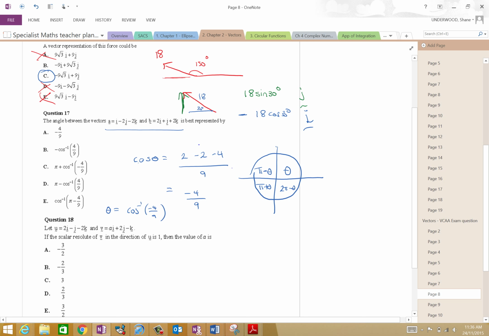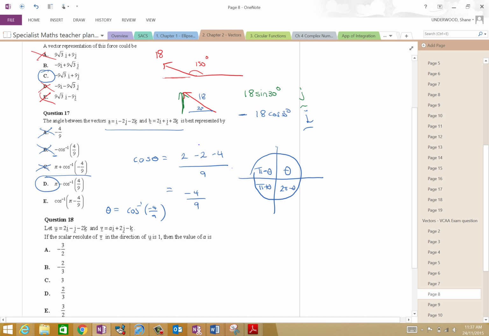Now, have a look up here. I can't see anything like that. This certainly is not the same. That's not the same. What the hell is that? Pi plus this. What the hell is that? Okay, I would say the answer is D.